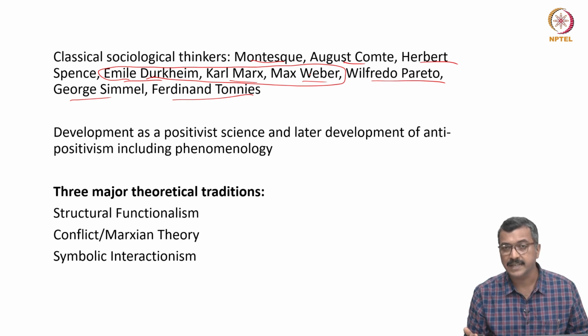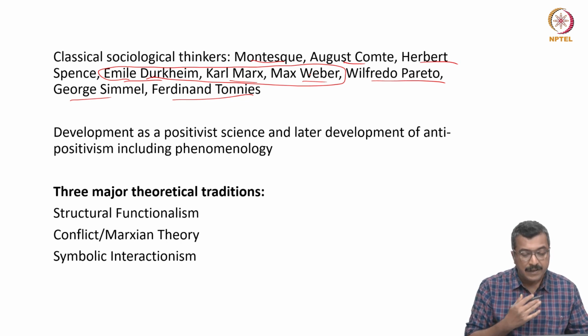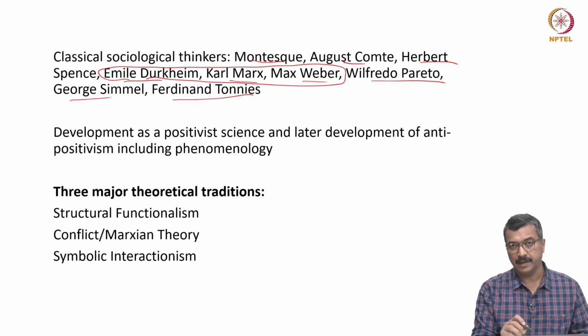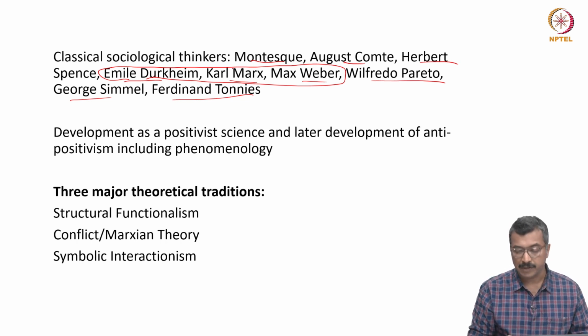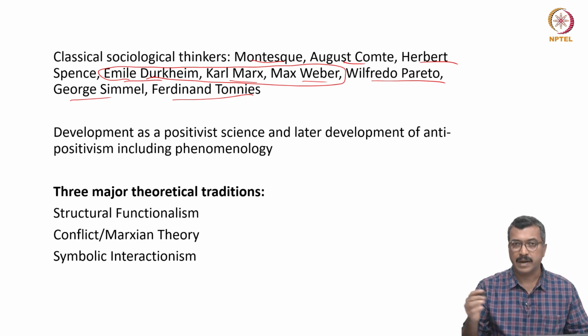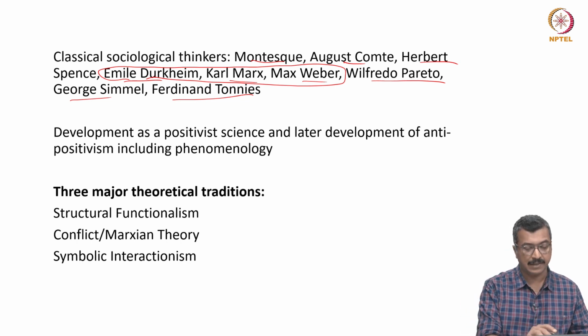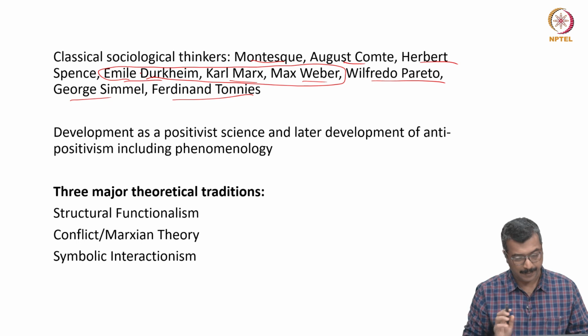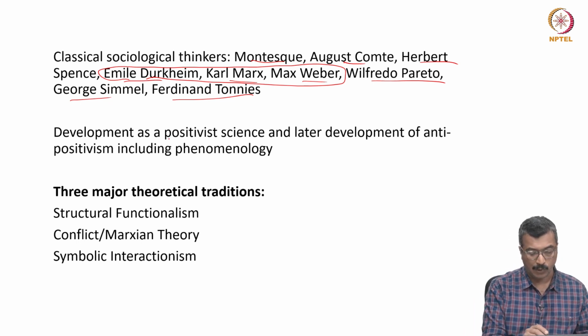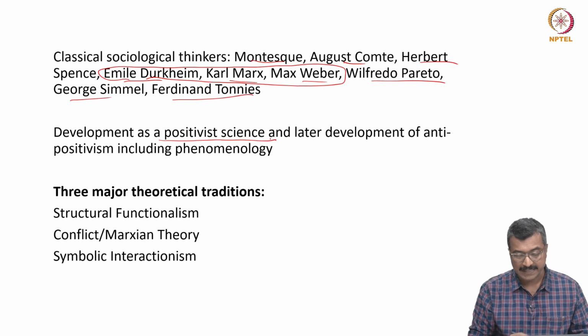Any classical sociological theory will devote a substantial amount of time to understanding the arguments of these three important scholars. And of course, then you have Pareto, Simmel, and Tönnies, and others who are considered important, but not as substantive as Durkheim, Marx, and Weber. And when you look into the development of sociology, it emerged as a positivist science.